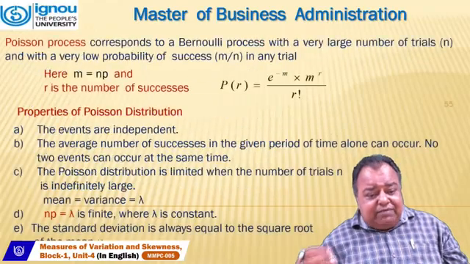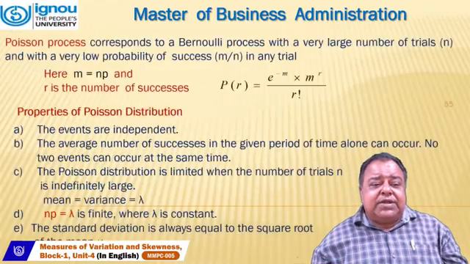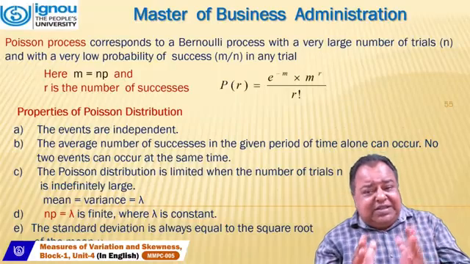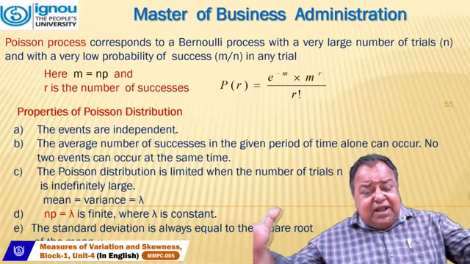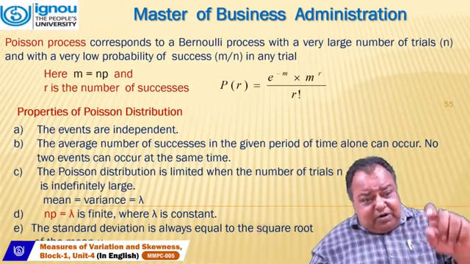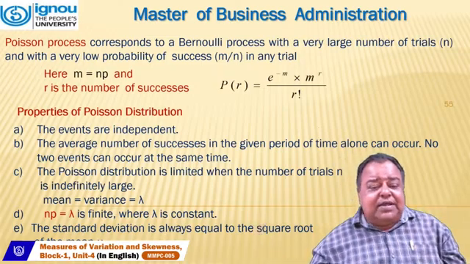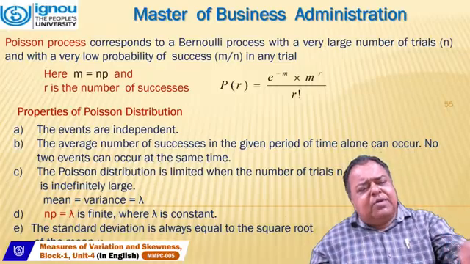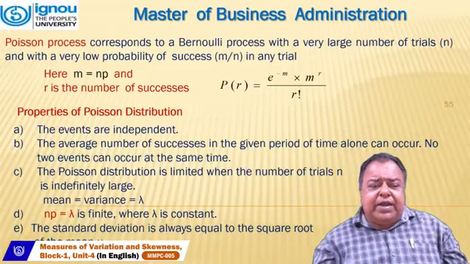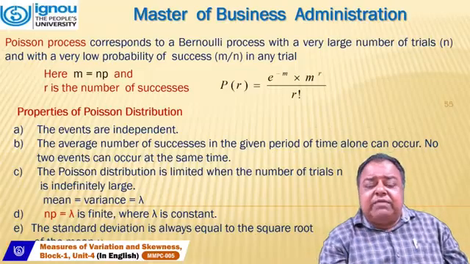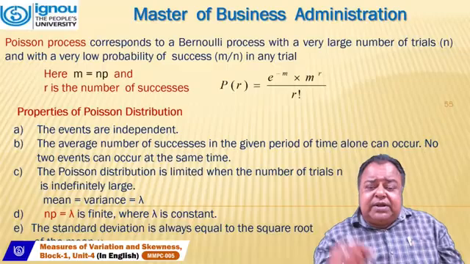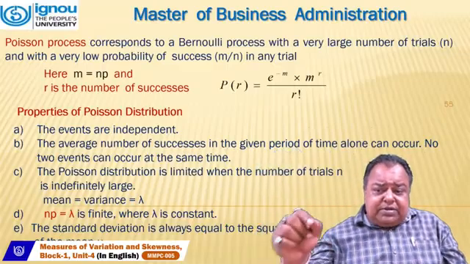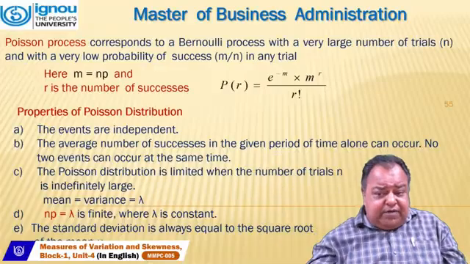For that again, we have a relation. Poisson process corresponds to Bernoulli's process with a very large number of trials and a very low probability of success. In that case, we can take m or lambda equal to np, where r is the number of successes. So for evaluation, we will be using this relation: P(r) is equal to e raised to the power minus m times m raised to the power r upon r factorial.